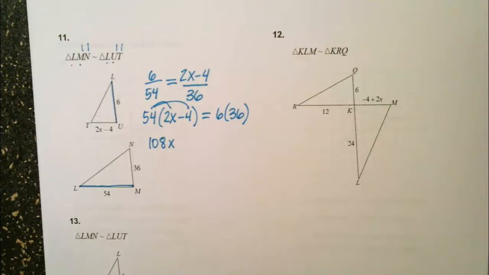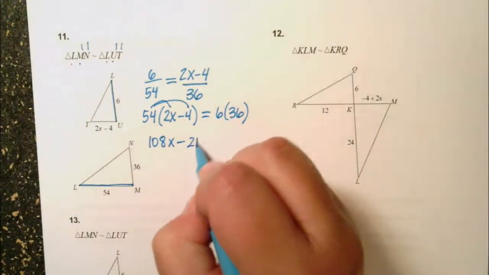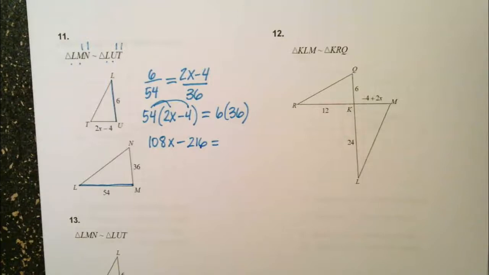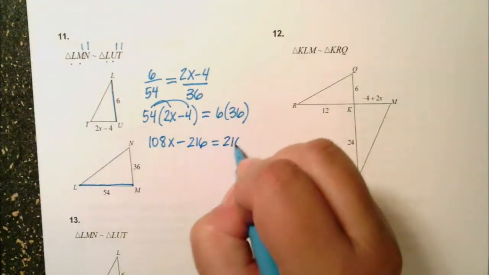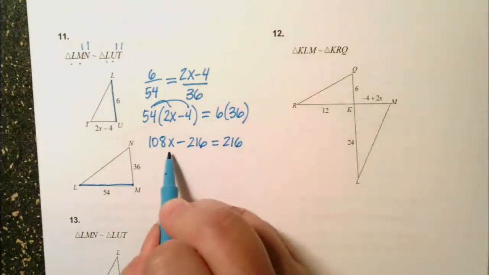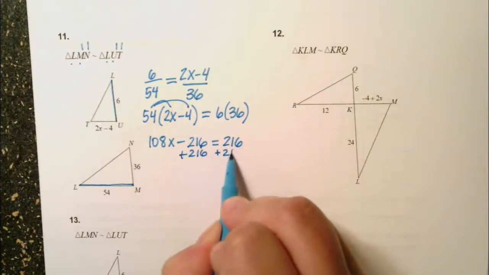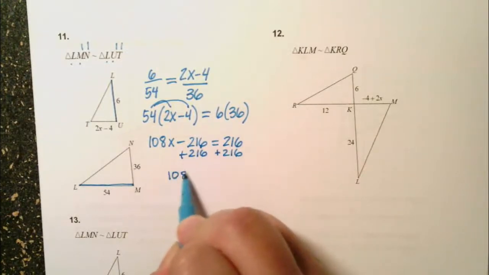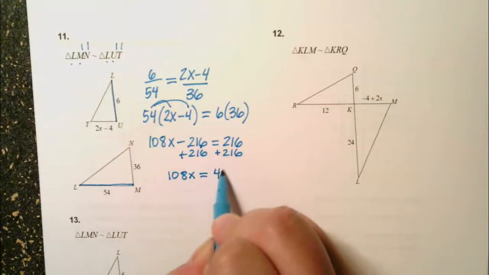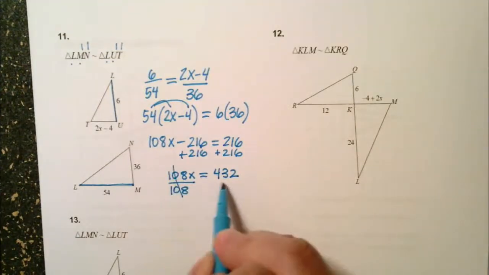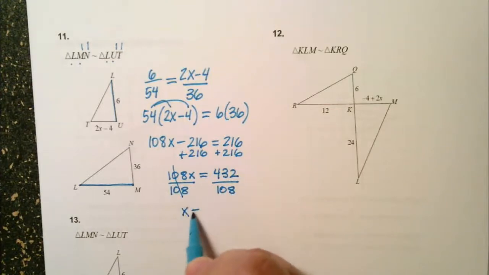And 54 times 4 is 216. And over here we have 6 times 36, and that's 216. Now I need to get x alone, so I'm going to add 216 to get rid of the minus 216. And that gives me 108x equals 432. Divide both sides by 108 to get x alone. And it goes 4 times, so x is 4.